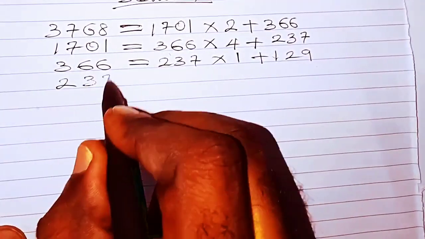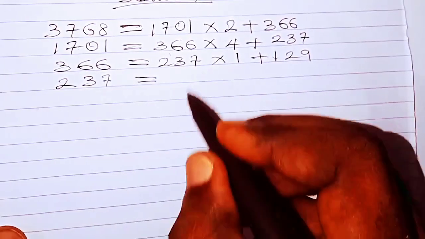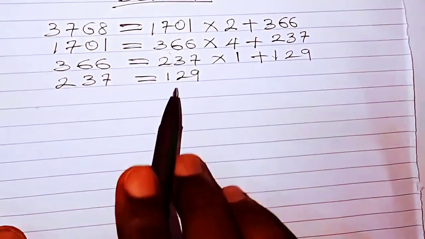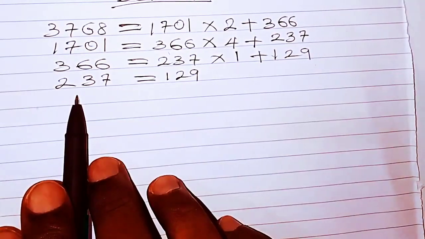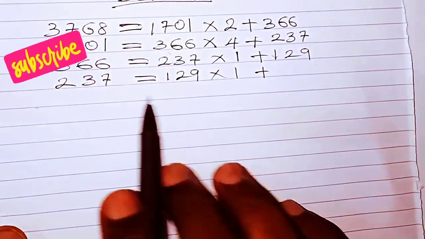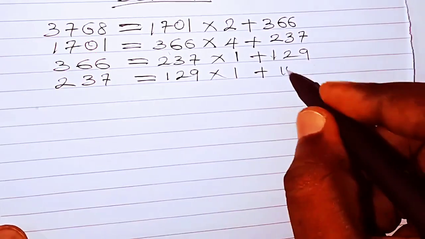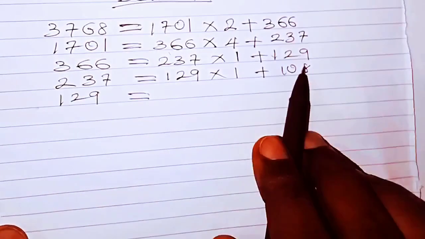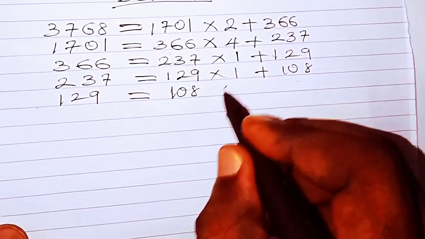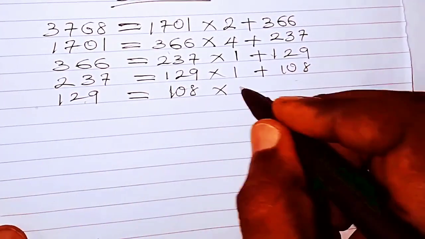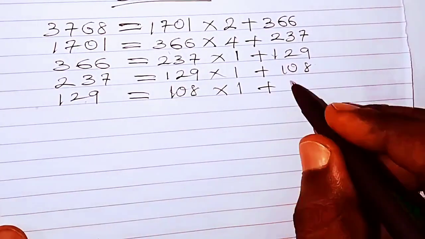That's 237 equal to 129 multiplied by the number of times we have 129 in 237, which is actually going to be 1. That's times 1, and then plus the remainder, which is going to be 108. And I will bring this one here, 129 equal to 108, bring the remainder here. The number of times we have 108 in 129 is actually going to be 1, and then the remainder is 21.